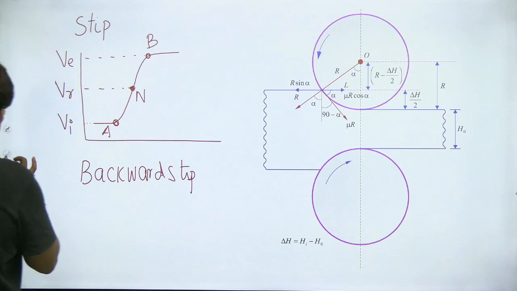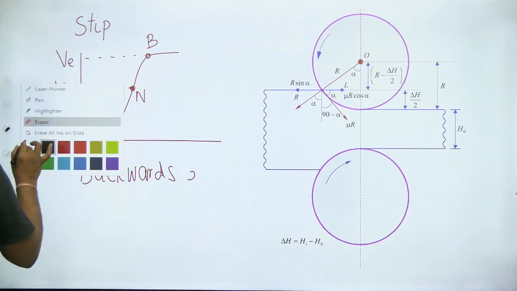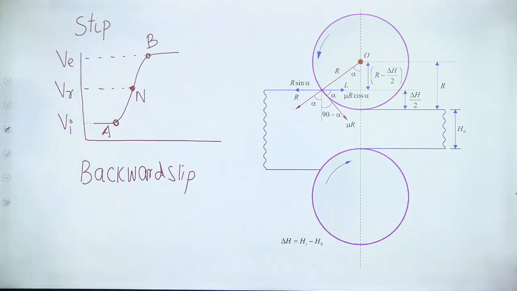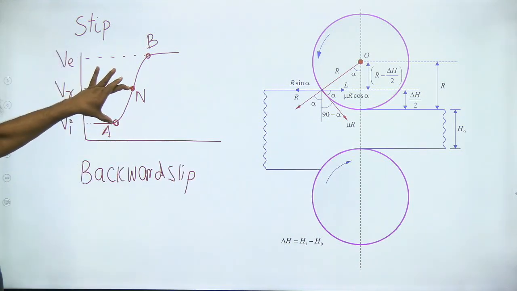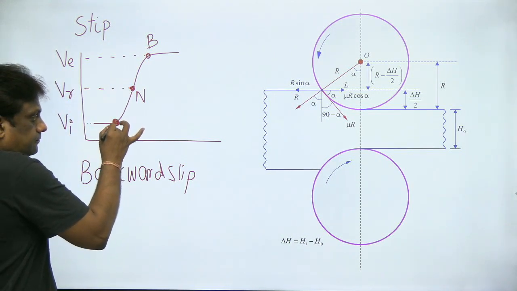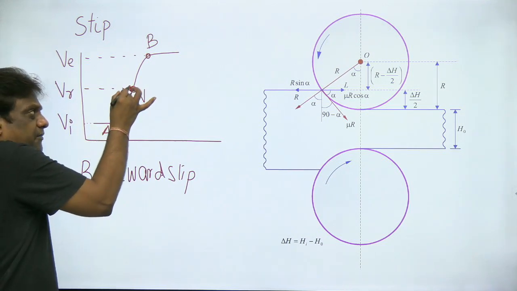Backward slip. There is one term known as backward slip. What is that? Let's see. In this, it is lagging. Look carefully. Slowly the velocity is increasing. So this is the roller velocity.